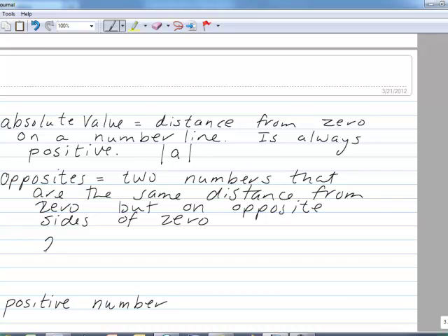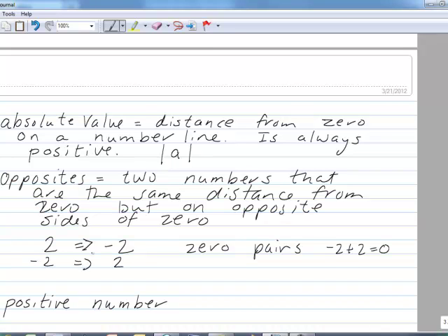The opposite of 2 is negative 2. 2 and negative 2 are opposites. Sometimes we call these 0 pairs, and 0 pairs are opposites that add to be 0. So negative 2 plus 2 is 0. That is a 0 pair, or opposites. The opposite then of negative 2 is 2.